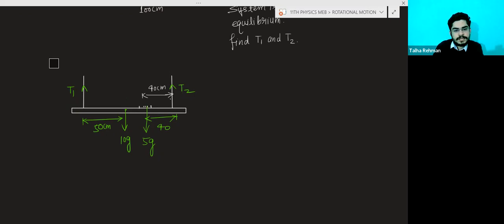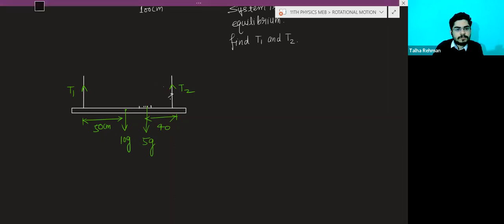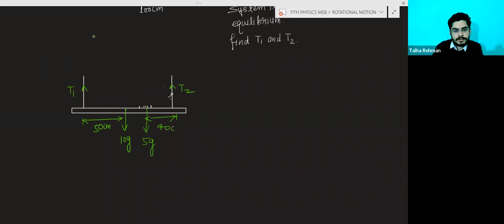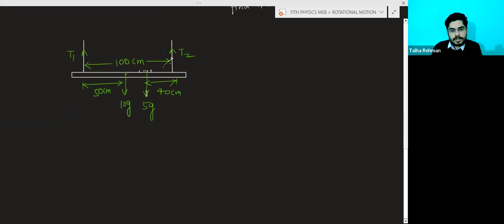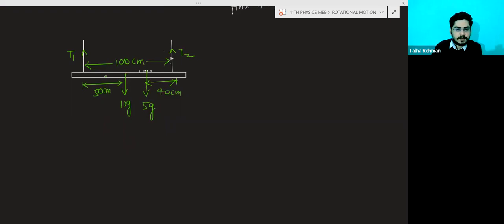This rod is of 100 centimeter, we already know. This is 40 centimeter, and this whole length is 100 centimeter. Now, 4 forces are there on this rod, and suppose this is point A and this is point B.